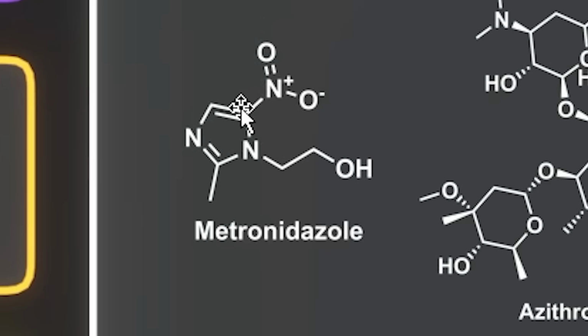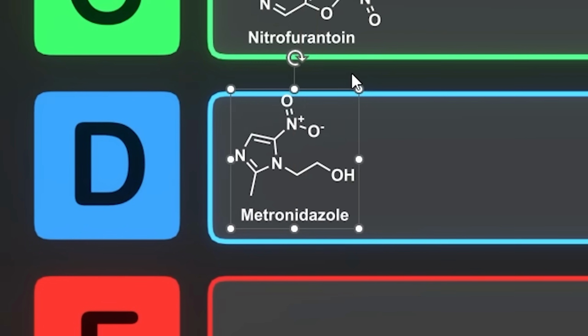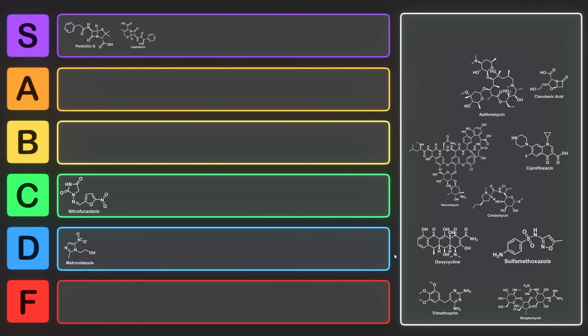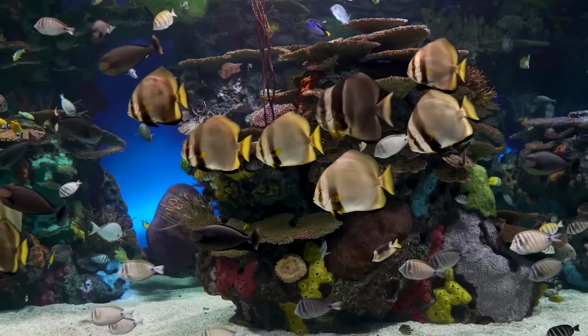So metronidazole, you have some nasty side effects, and you might be a carcinogen, so for that reason, we're going to put you right into D tier. I'm pretty sure that they also use this one for fish tanks.